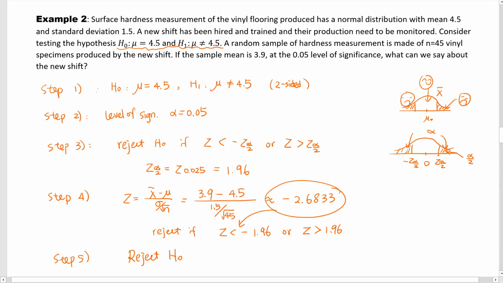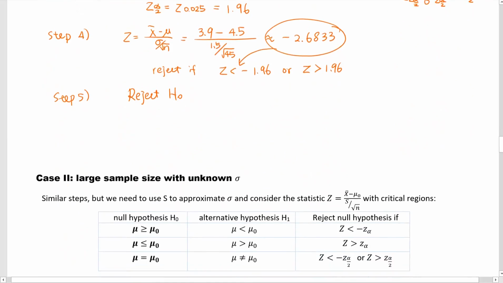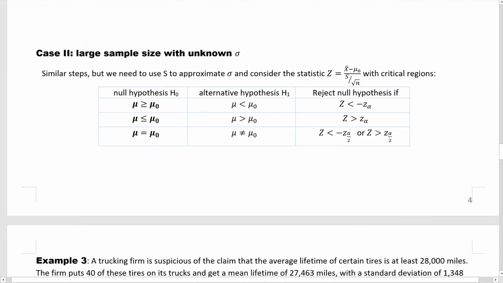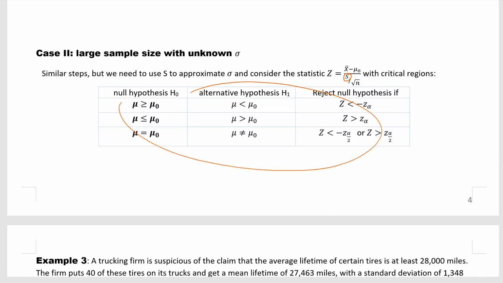Let's continue. This is the first case, when we have a large sample size and we know sigma. Second case, when we have a large sample size and we don't know sigma. In this case, the criterion is very similar to what we have done. The only change is we don't have sigma, so we use the sample standard deviation to calculate. The critical region table stays the same. All right, let's look at example 3.